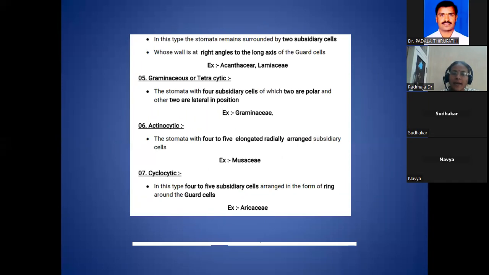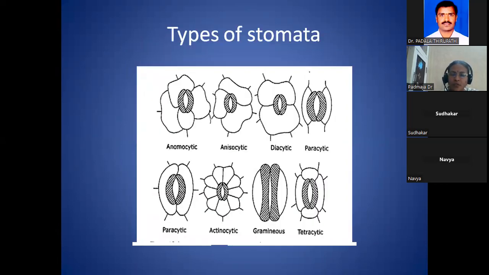And the next one is the graminaceous type. In monocots, we see this type of stomata with four subsidiary cells, of which two are polar and two are lateral in position, in the Graminaceae type. And actinocytic, the stomata with 4 to 5 elongated, radially arranged subsidiary cells. An example is Musaceae. And the cyclocytic type of stomata, in which 4 or 5 subsidiary cells are in the form of a ring around the guard cells, as in Ericaceae. If you see the diagrams, you can clearly understand the different types of stomata.